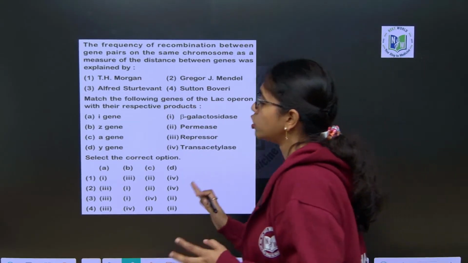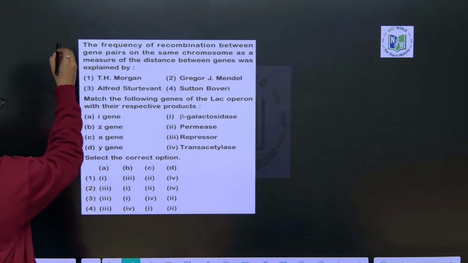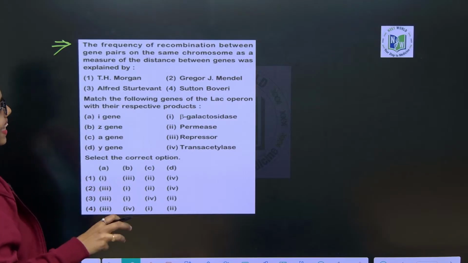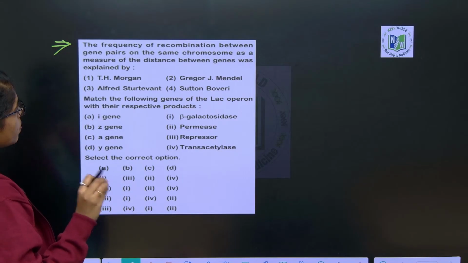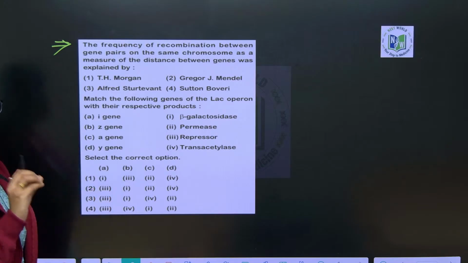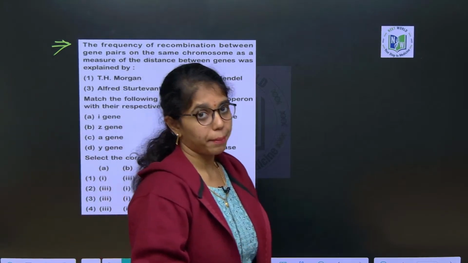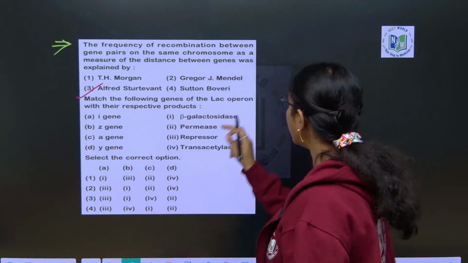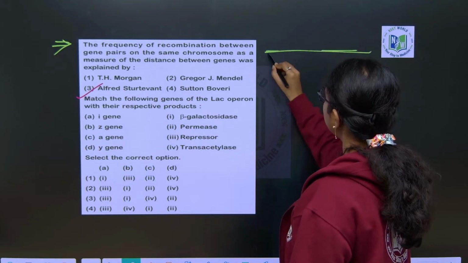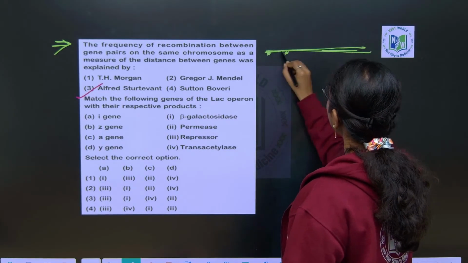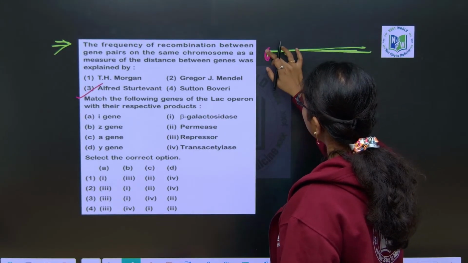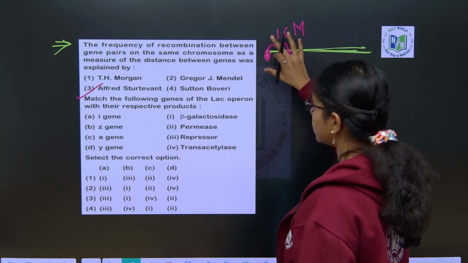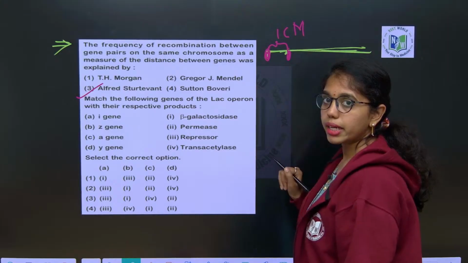And then this is also from genetics, wherein the frequency of recombination between gene pairs on the same chromosome is a measure of the distance between two genes. This is explained by genetic mapping or chromosomal mapping, developed by Alfred Sturtevant. The distance between two genes on the same chromosome, he said it as 1 centimorgan. That is how he has developed a genetic map.